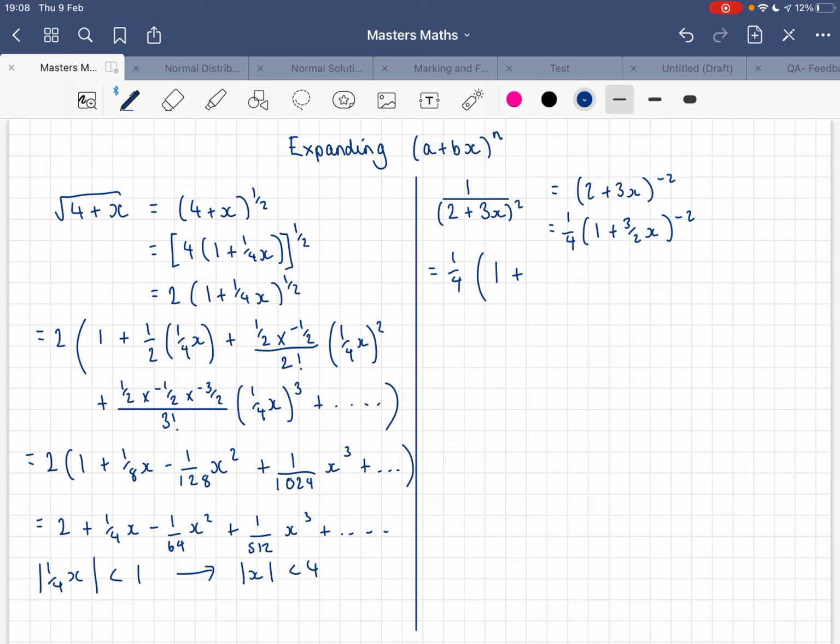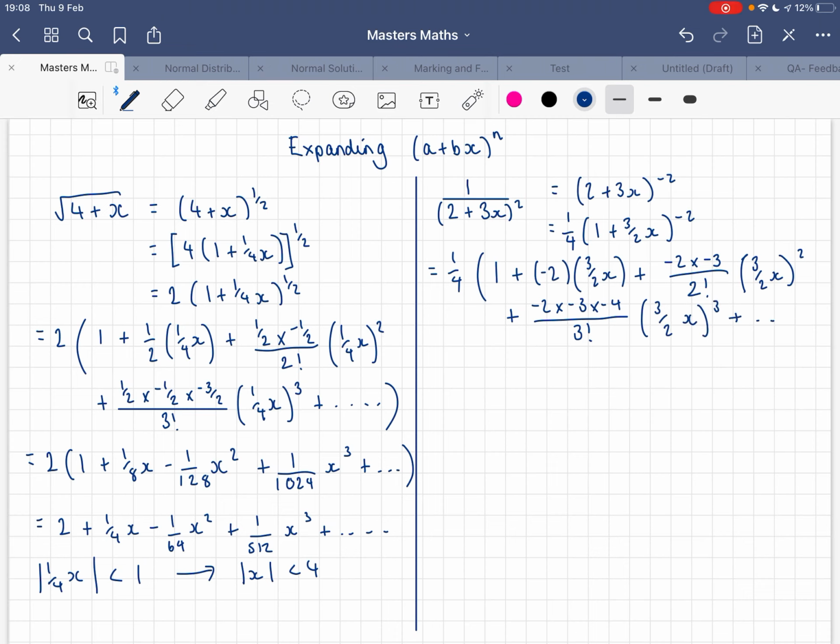I am just checking my solution to make sure I'm not making any silly mistakes. Yeah, so we get minus 2 for the choose function part, and we get 3 over 2 x. Then we have plus minus 2 times minus 3 over 2 factorial multiplied by (3 over 2 x) squared. And then the fourth term would be minus 2 times minus 3 times minus 4 all over 3 factorial multiplied by (3 over 2 x) cubed. And again, we could continue that if we really wanted to.